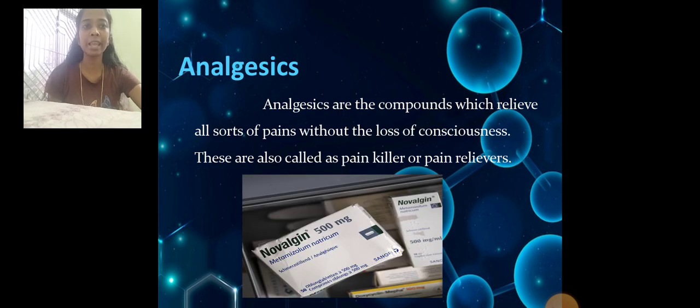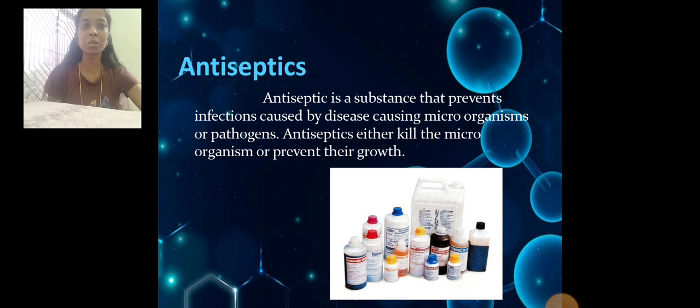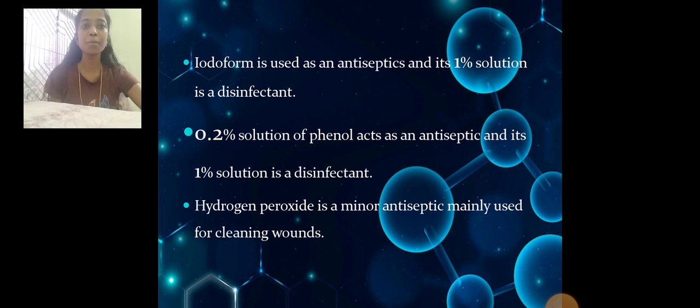Then analgesics. Analgesics are compounds also called painkillers or pain relievers. Then antipyretics, such as paracetamol, which we use for reducing fever. Then antiseptics. Antiseptics either kill microorganisms or prevent their growth, and this prevents infections caused by disease-causing microorganisms as well as pathogens. Some of the chemicals we use as antiseptics are iodoform, phenol and hydrogen peroxide.